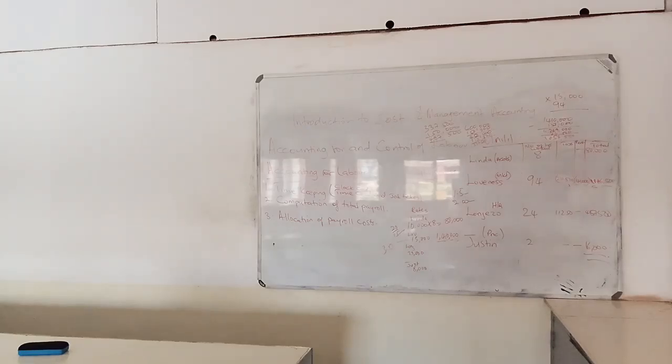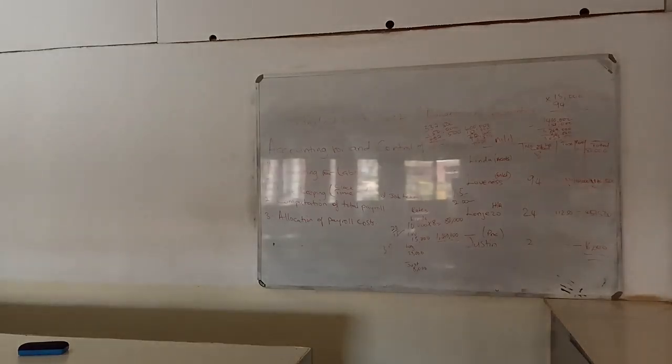Idle time. Next meeting, write in your books that we should start from here. We should start about remuneration methods. What are remunerations? They are salaries. So we just have to start from remuneration methods next week.